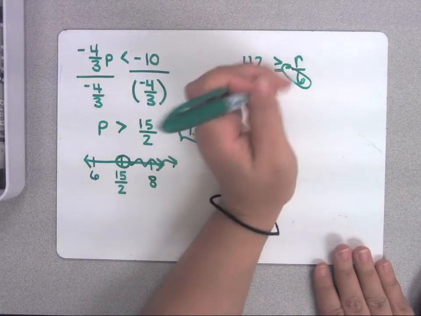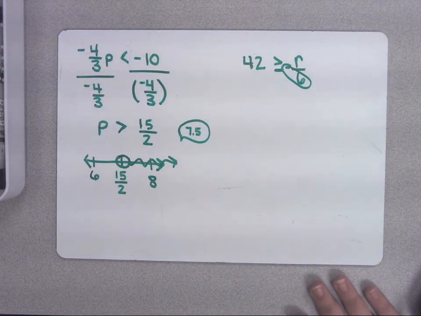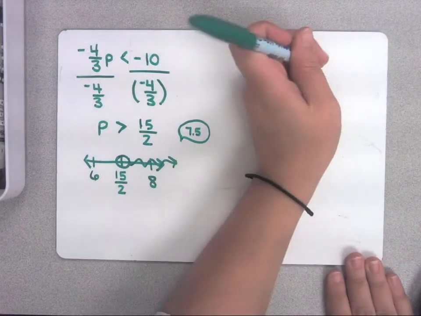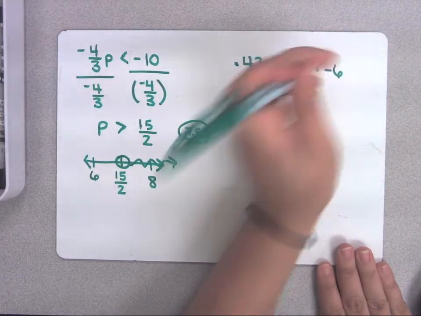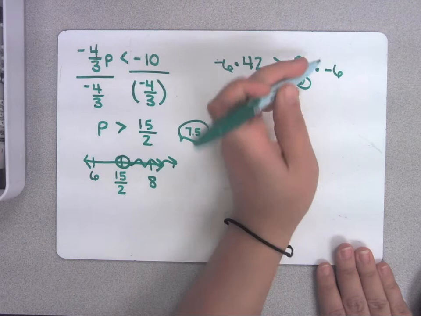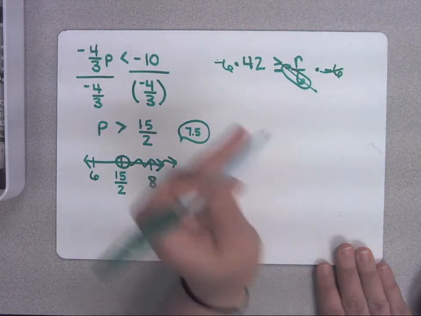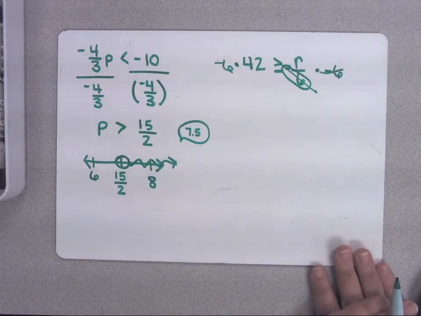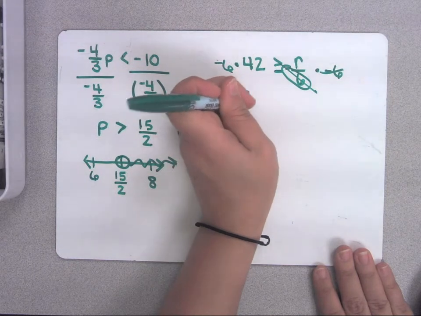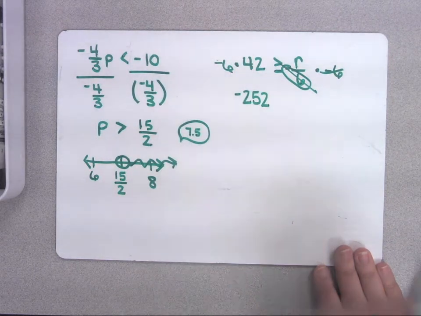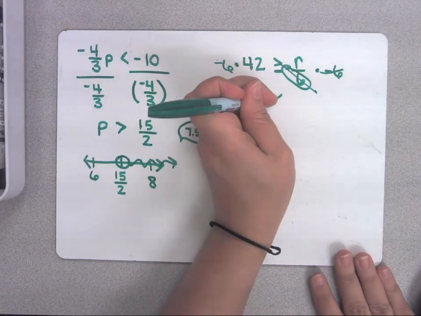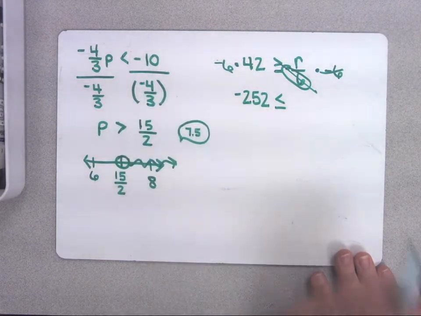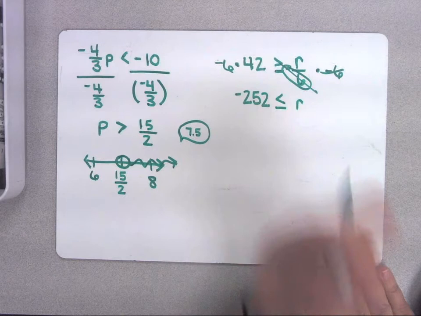Because what am I going to do to get rid of r divided by 6 that has a negative with it? I'm going to multiply both sides by what? Yep, negative 6. So then that cancels out with that. Negative 6 times 42 is 252. What happens with my sign? Anything? Yep, I have to flip it because I multiplied by a negative, and then r's there.